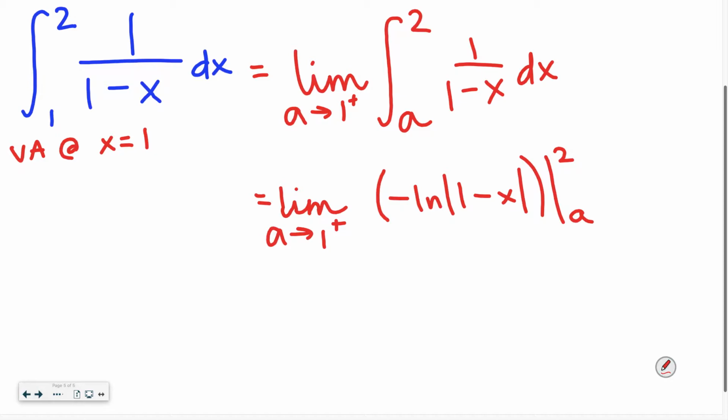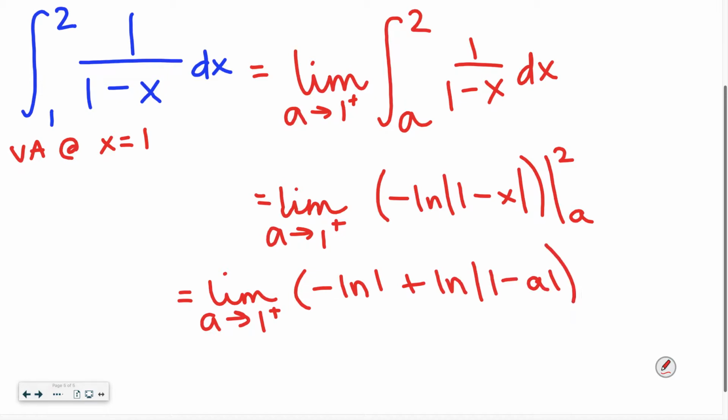Are you not with me? I thought it was just because the x is negative. Yeah, it is because of that. Because if we did u substitution, u would be 1 minus x, and du would be negative dx. No, you're thinking about it right. So we have the limit as a approaches 1 from the right of negative natural log of 1 essentially, minus negative natural log of 1 minus a.